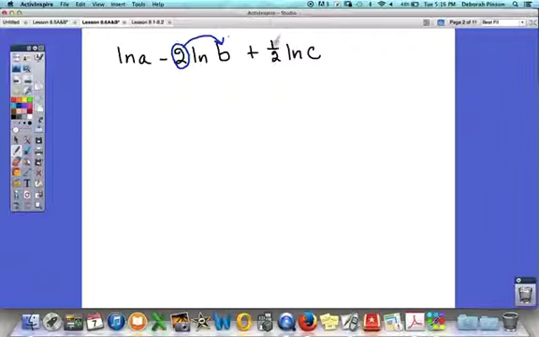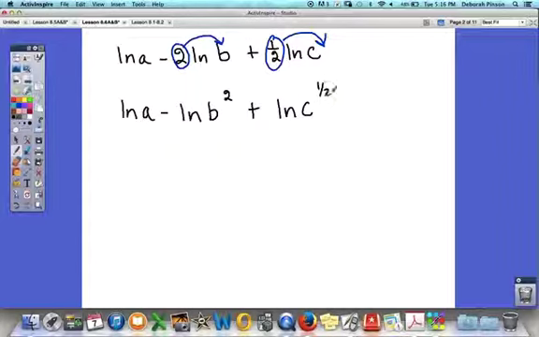So I'm going to move my numbers up. So I'll have natural log of A minus natural log of B squared plus natural log of C to the 1/2. And then I'm going to go through and do kind of a combination of product rule and quotient rule. Remembering, if it's subtracted, it goes in the denominator. If it's addition, if it's positive, it goes in the numerator. This one's positive even though it's not technically added to anything because it's first. All right, so if it's positive, it goes in the top. If it's negative, it goes in the bottom. And this is positive, so it'll go in the top.